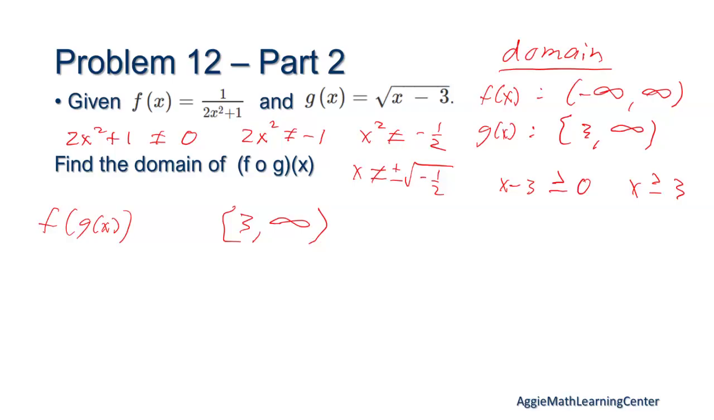Yes. Real quick, is the 3 a bracket or a parentheses? It would be a bracket in this case. Yeah. Because it can be equal to 3. That'll give you 0. Okay. So, yep.